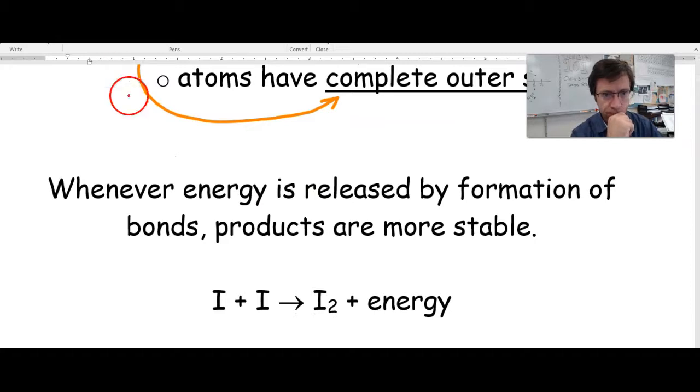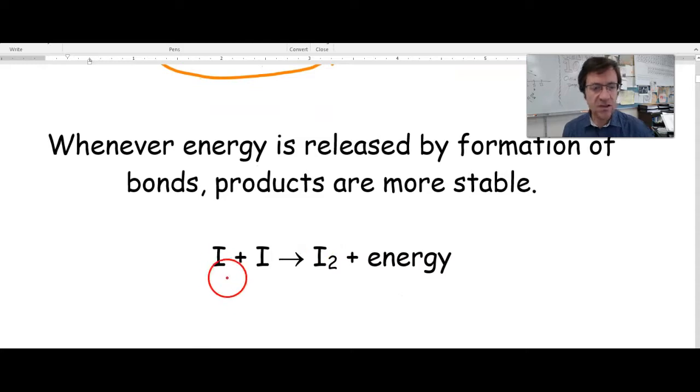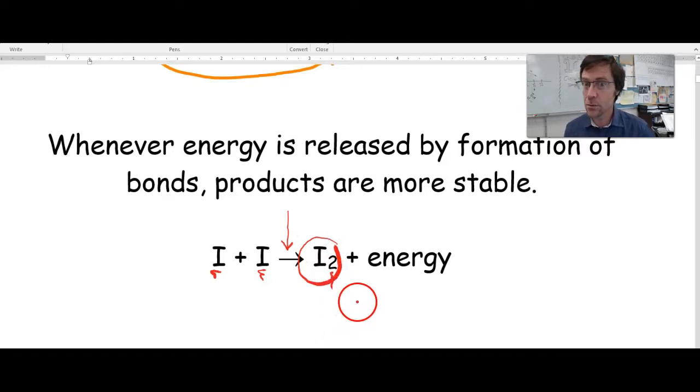Here's the thing. Whenever energy is released by the formation of bonds, the products are more stable. And this is going to get into something that's a little bit trippy. It's going to look like this. Here's a single iodine atom. Here's another iodine atom. This arrow means that there's been a chemical reaction, and now they make I2, right? The diatomic, because that's how it really wants to be. And it will release energy.